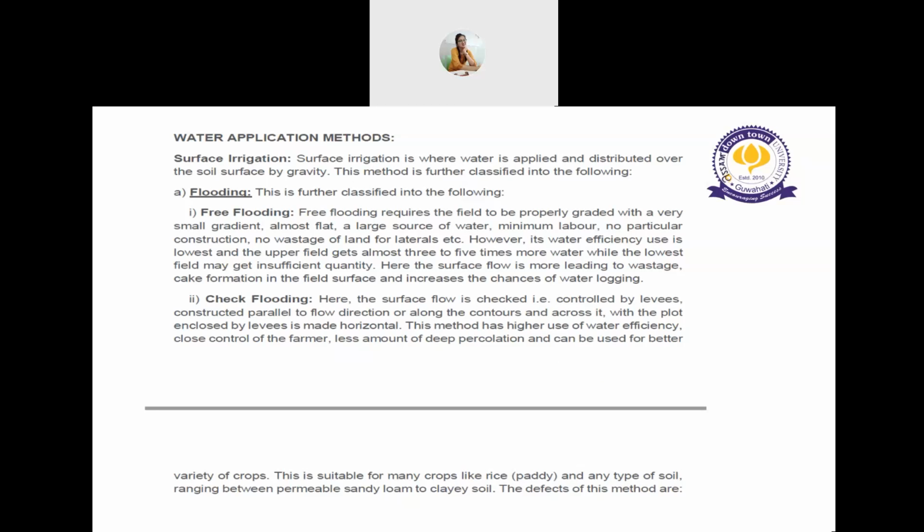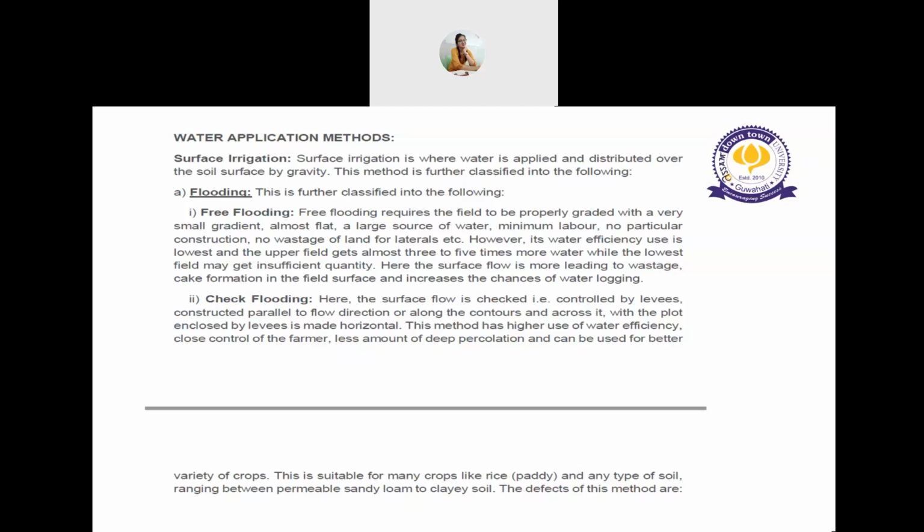Number 2 is check flooding. Here, the surface flow is checked, that is, controlled by levees, constructed parallel to flow direction or along the contours and across it, with the plot enclosed by levees made horizontal. This method has higher water use efficiency, close control by the farmer, less deep percolation, and can be used for a better variety of crops.